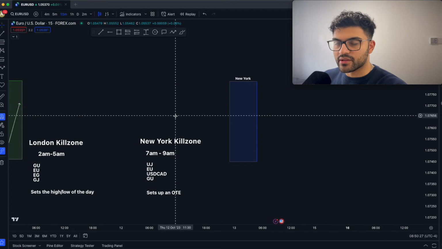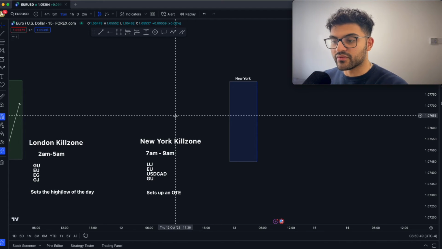And you're going to be looking for the same things. You're going to be looking for a break in market structure, fair value gap, enter. Or you're going to be looking for maybe an order block or something like that. Those are the ways you can enter in the New York Killzone between 7 a.m. and 9 a.m. The fair value gap should be formed between that time.